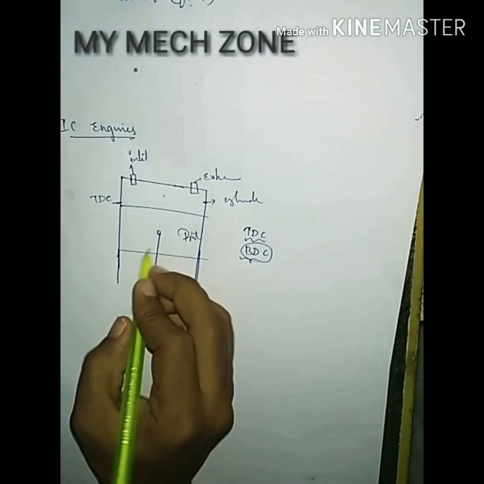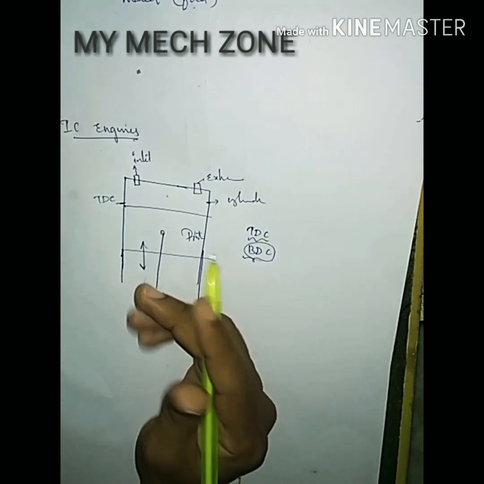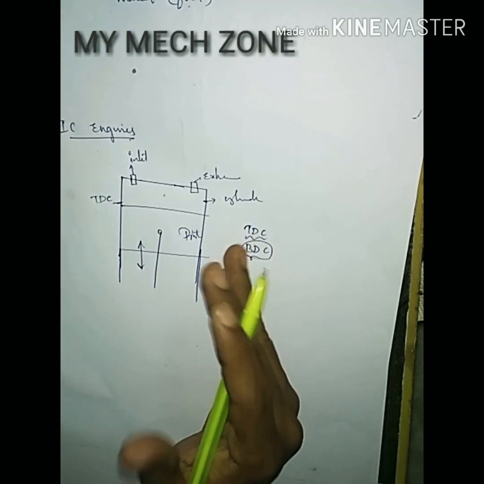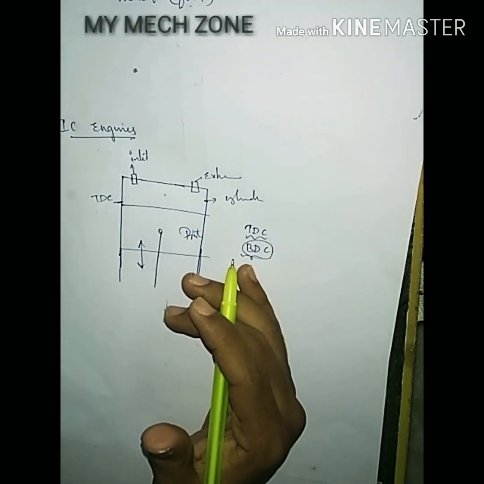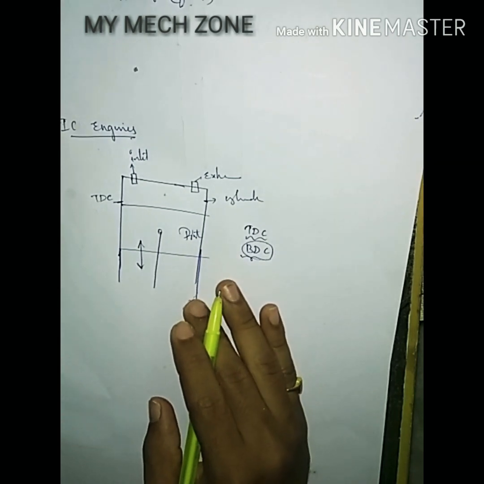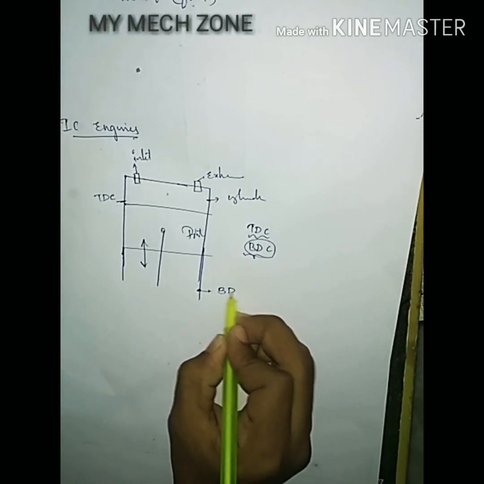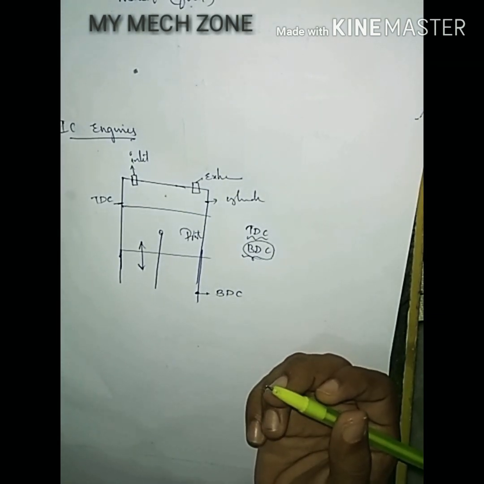Actually, the motion of the piston in a cylinder will be reciprocating, up and down. The top point at which it reaches the maximum is called top dead center. The bottom point at which it goes down to the maximum is called bottom dead center. That is the reason why we have top and bottom dead centers.